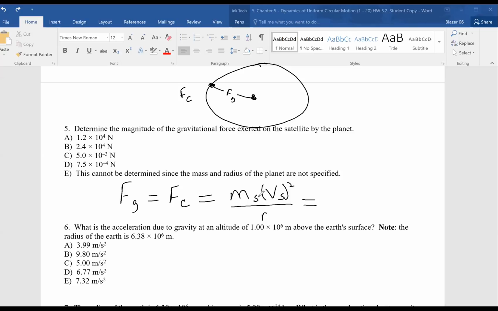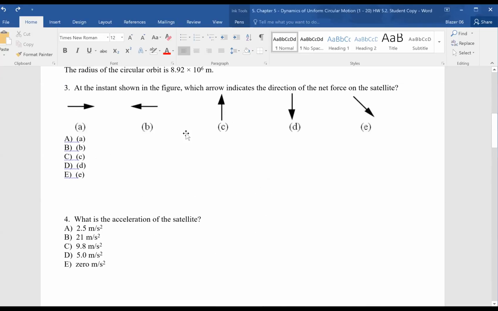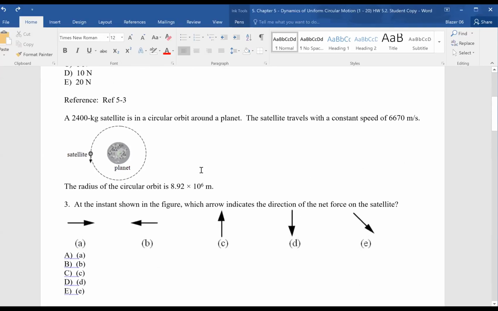Okay, Nigel, very good. MV squared over R. That's what we're going to solve. So put that into your calculator. If you don't see, I'm going to go back up and show you the values for those numbers in case you don't have them. Okay, so here are the numbers: the mass of the satellite, the speed of the satellite, and the radius of the circular orbit. So those are the numbers we're going to put into our equation. And let's see what you get.